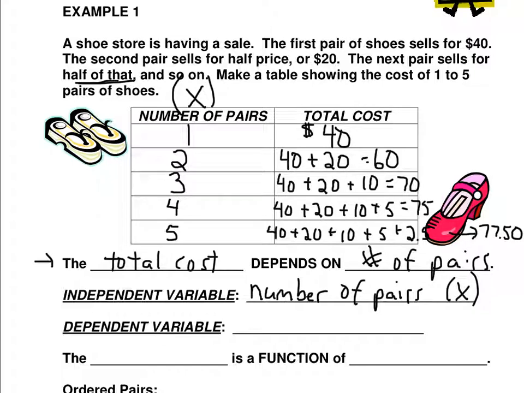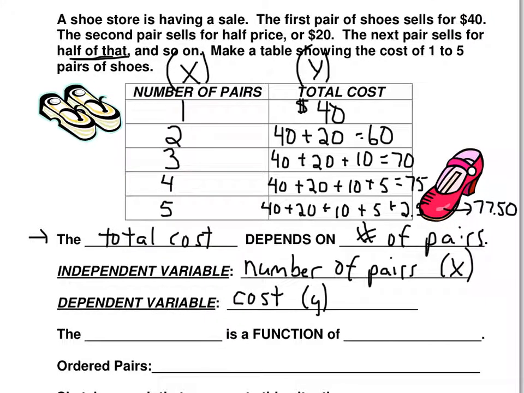Your dependent variable is the variable that depends on the independent variable. It depends on how many pairs of shoes you buy. So in this one, the dependent is the total cost, which is y. So the cost depends on the number of pairs. And you're going to need to be able to identify the independent and dependent variables in a problem situation.